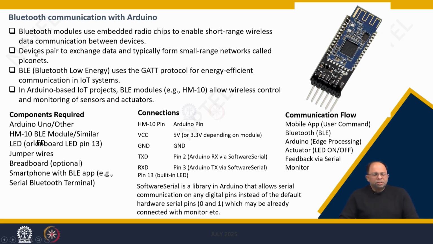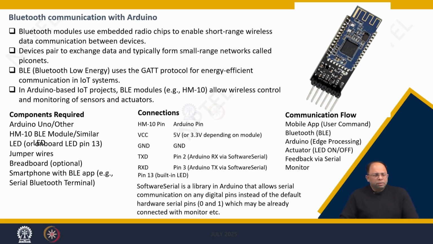And this helps us pair devices to exchange data and typically form small range networks, otherwise known as piconets. In this case, we have used this module which is Bluetooth Low Energy, and it uses something called a GATT protocol. This is the communication protocol, and it usually results in energy efficient communication, meaning a very small amount of power is utilized.